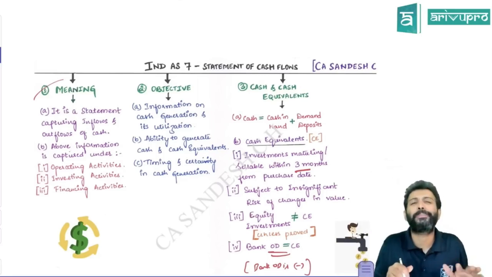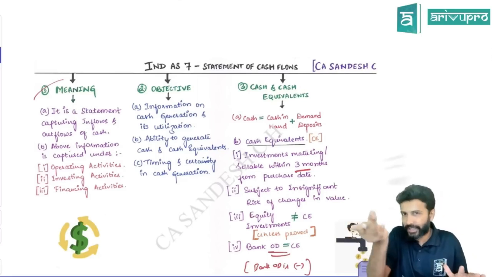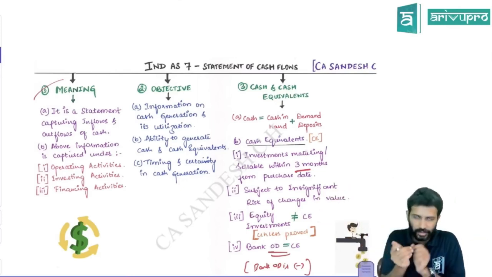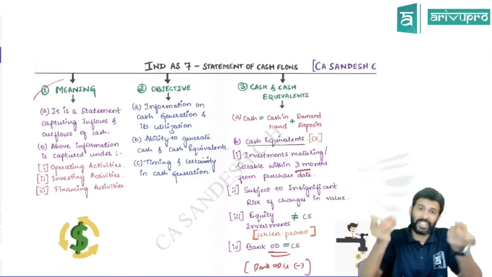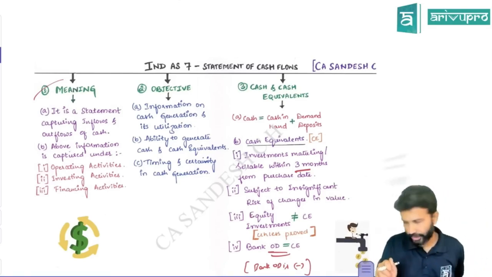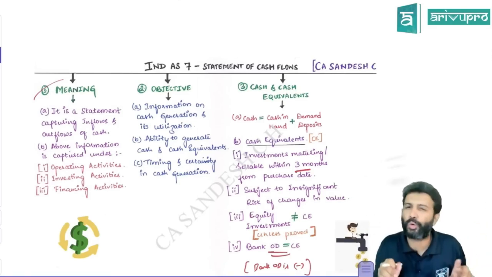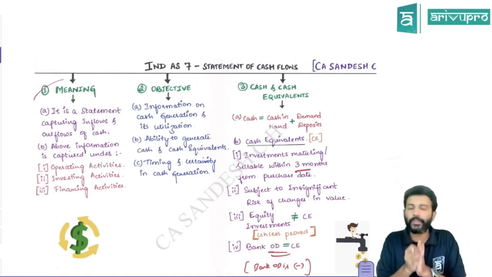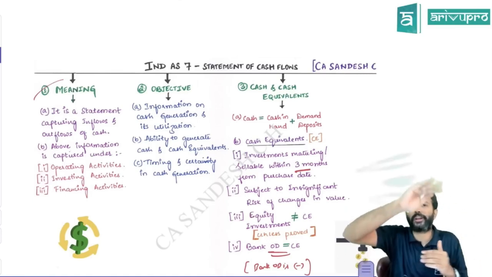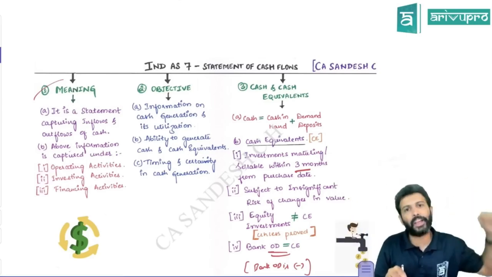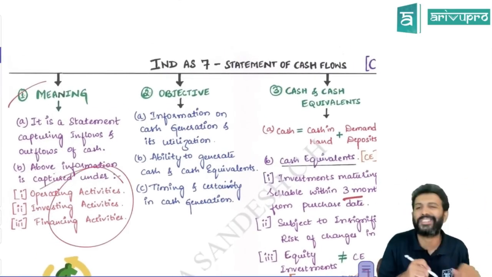So cash flow statement is simply a statement which captures cash coming in and cash going out. Though the statement says cash, this particular statement captures cash and cash equivalents coming in and going out of the organization. So basically inflows and outflows is what we are trying to track in this standard. We put these inflows and outflows under three categories: cash flow from operating activity, cash flow from investing activity, cash flow from financing activities.